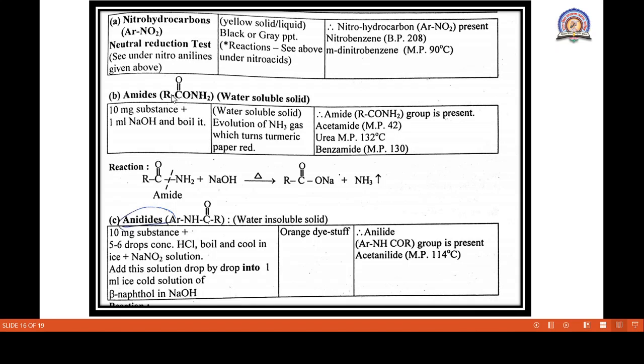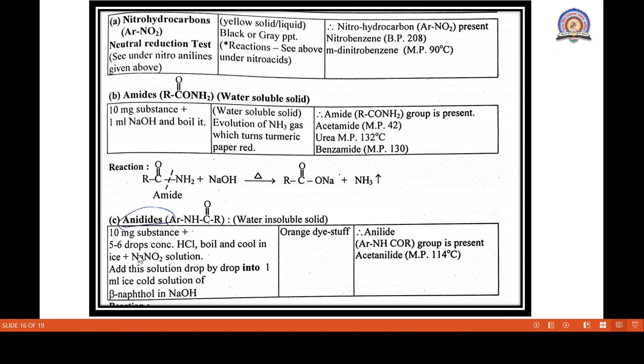Then amides. Amides, it is nothing but RCONH2. The water soluble solids. In that we take a substance, then we add NaOH and boil it. If the evolution of ammonia gas turns turmeric paper red, then we find out the amide group is present. Again by taking melting or boiling point, we conclude which types of amides are present. Okay, so this is the amide. When we add NaOH, this NH2 takes this H and forms ammonia, so ammonia gas is evolved. Okay, so in this way we find out the amides.